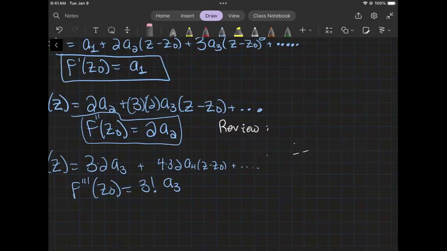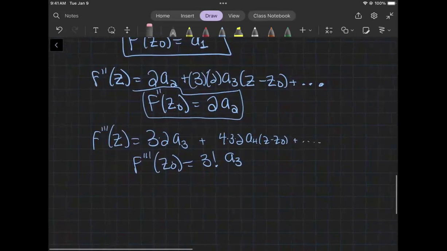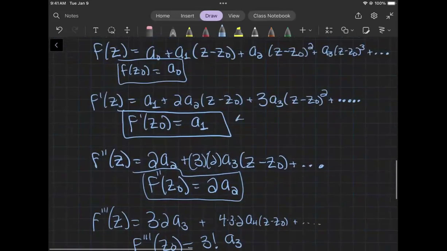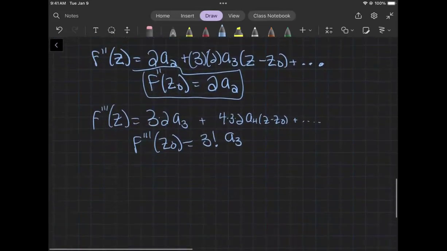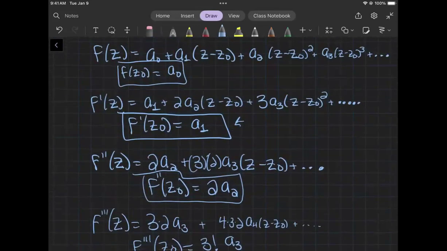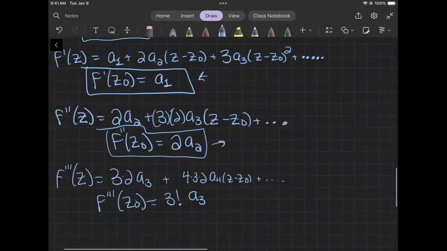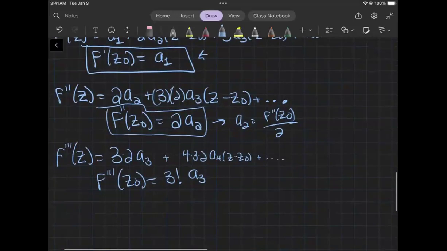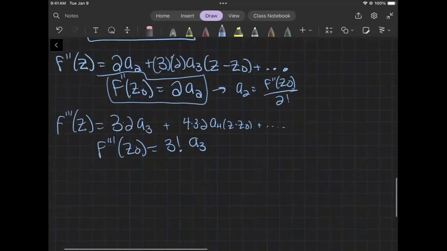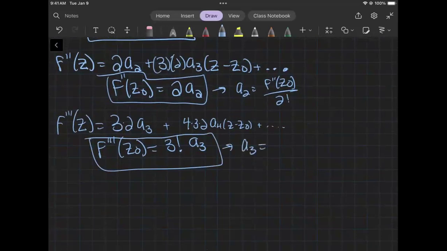And so from here, we can solve for what the coefficients a sub n equal, right? So we know that a1 is f prime of z naught. And this says that a2 is equal to f double prime of z naught over 2 times 1, or 2 factorial. This says that a3 is equal to f triple prime of z naught over 3 factorial.